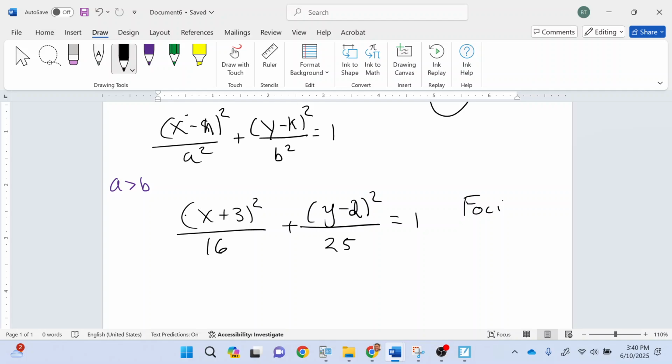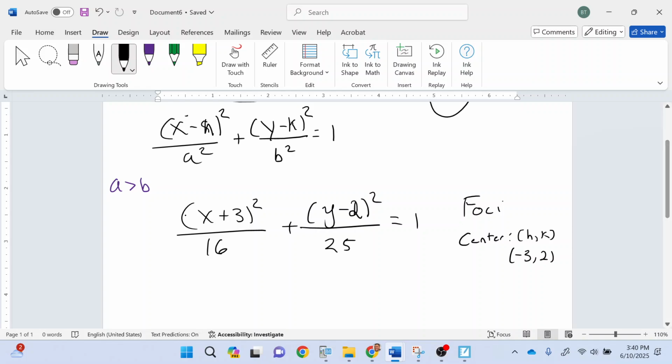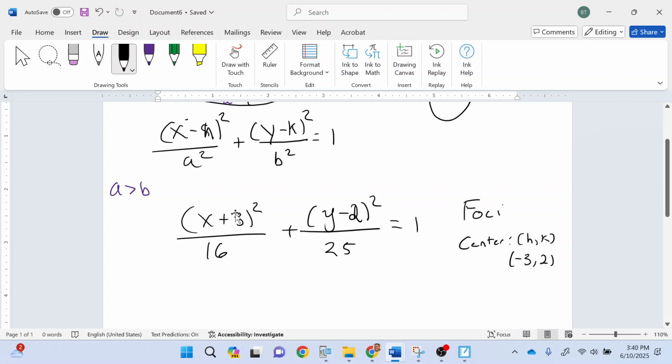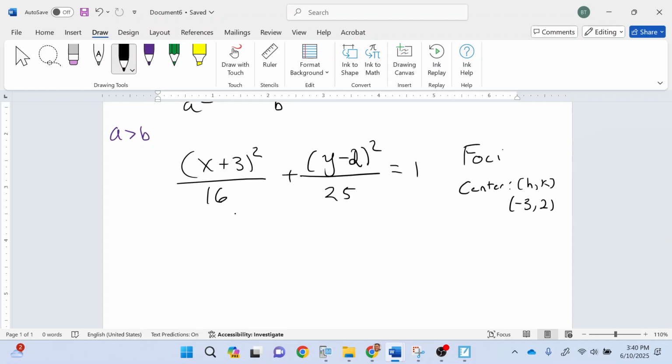So first thing you want to know is your center. To find your center, luckily our center is just h comma k. In this case, h comma k is going to be negative 3 comma positive 2. Remember, in the formula, it's negative, so you have to flip the sign to make it positive. Then after that, negative 3 comma 2 is the center.